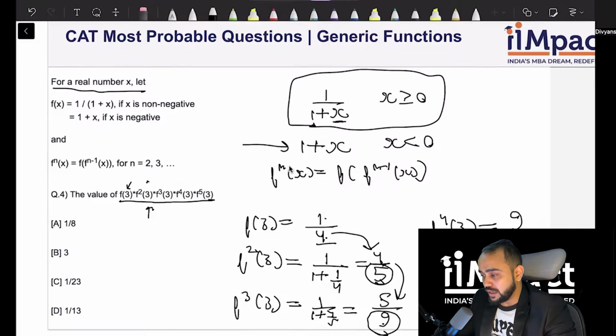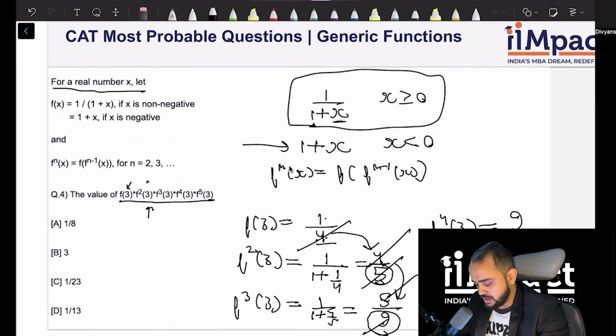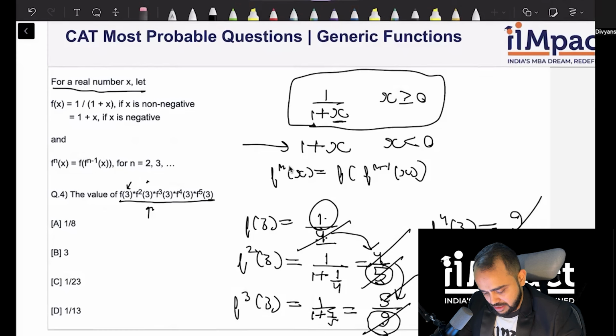So now I have to multiply these numbers. Because the next numerator is the previous denominator, they will all cancel out. So when I multiply, 4 4 cancel out, 5 5 cancels out, 9 9, and 14 14. I am left with 1 by 23. So the answer will be option number C.